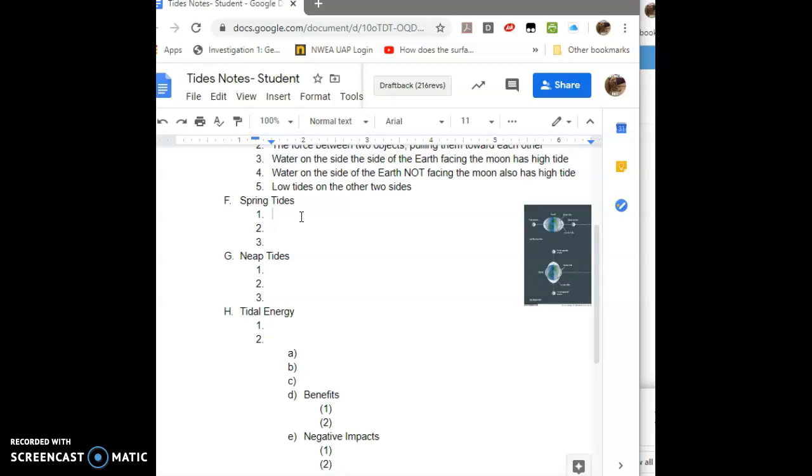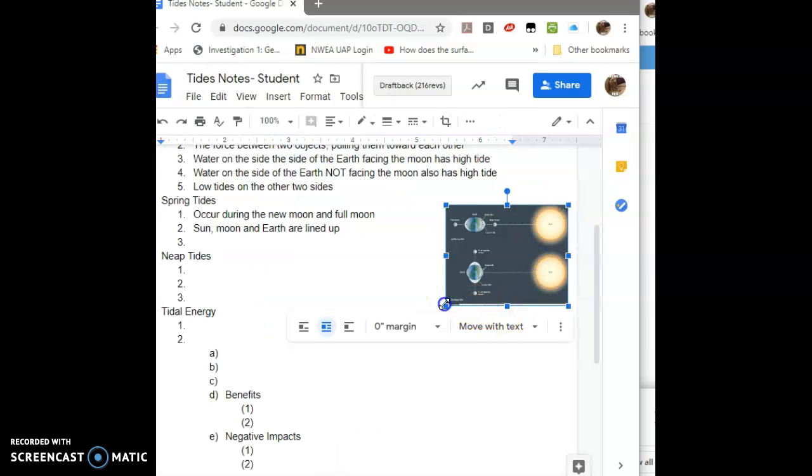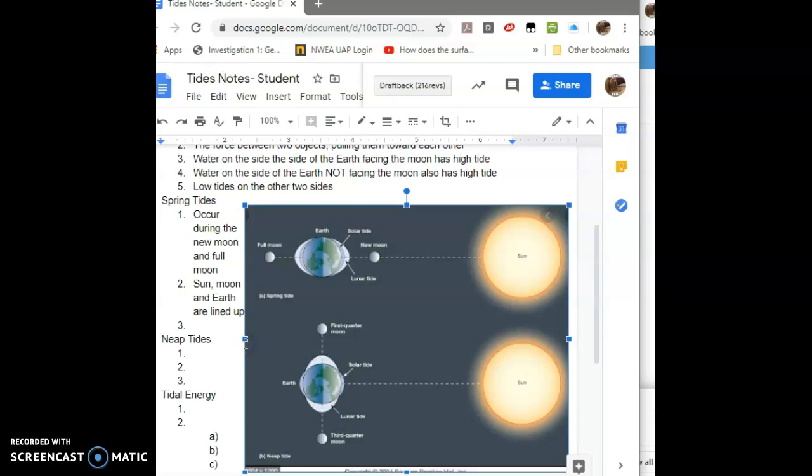So the spring tides and the neap tides, those happen typically twice a month. So it goes along with the moon cycle. Spring tides occur during a new moon and a full moon. And they happen when the sun, moon, and earth are lined up. And I've got this little picture here, which I'm going to make big, and it'll mess up all my formatting, but we'll shrink it back down.